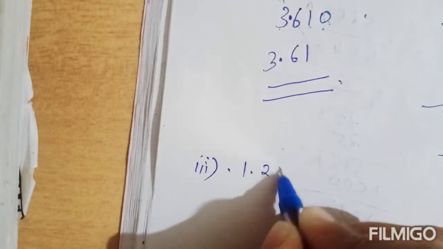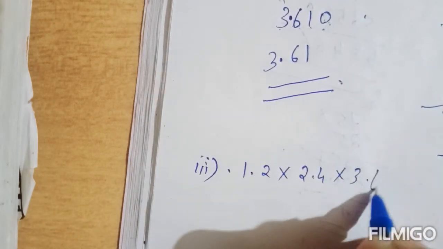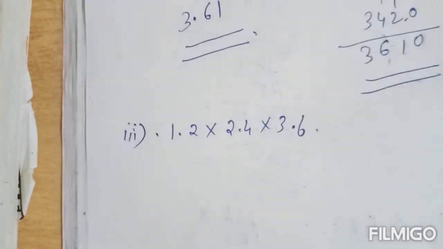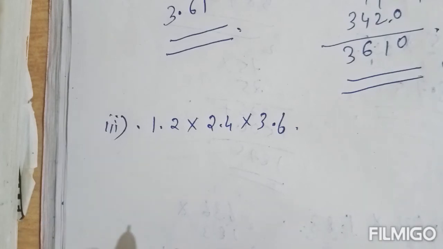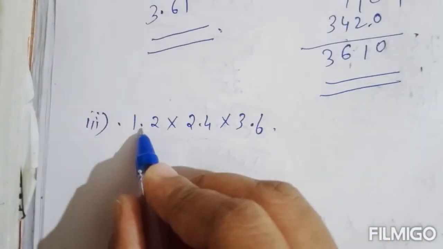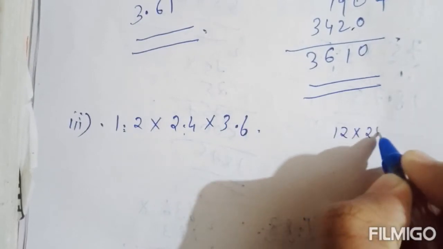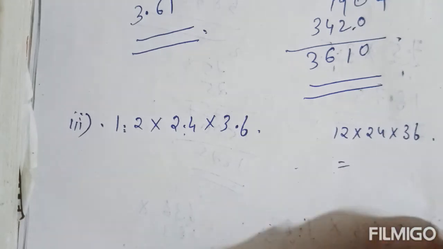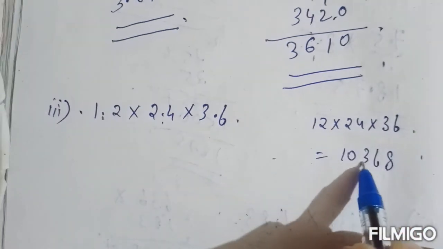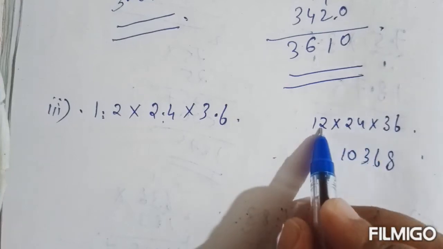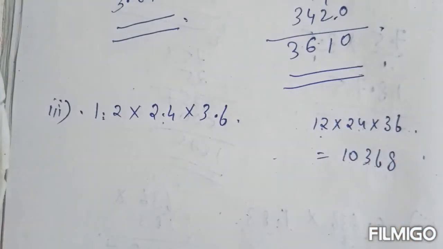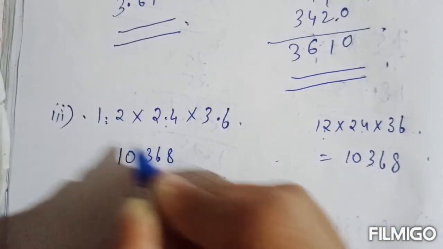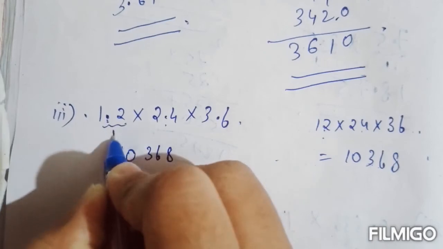Third one, 1.2 into 2.4 into 3.6. So here 3 decimal fractions are given. You can take the decimal fraction without decimal point. 12 into 24 into 36. First find that product. Okay, what you will get there? You will get 10,368. On multiplying this 12 into 24 into 36, you will get 10,368. Okay, now here after decimal point 1 digit is coming.